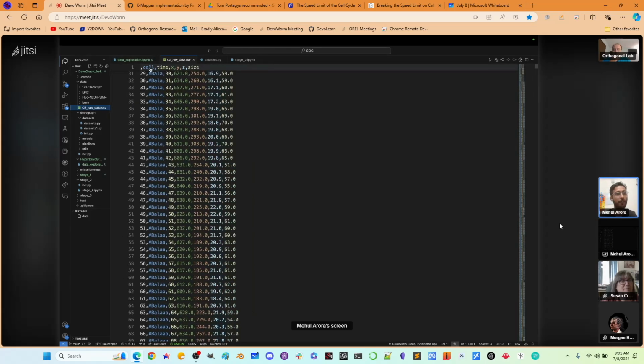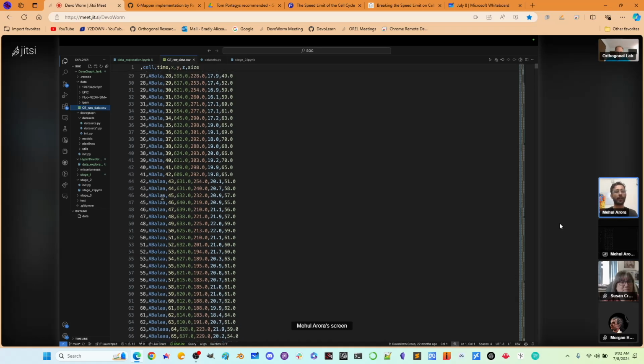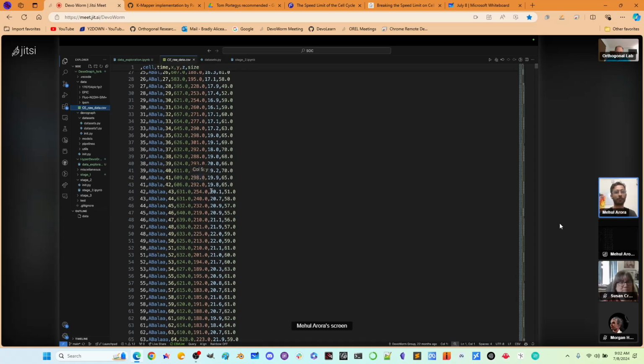So we have a cell column, a time column, XYZ as the coordinates of that particular cell, and size also evolves along with time, as we can see. Bradley also directed me that I can find lineage data. So I searched on the OpenWorm website and was able to find it, and I have used it for finding daughter cells and parent cells, so mother cells.